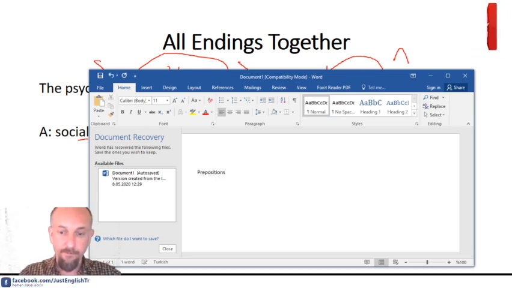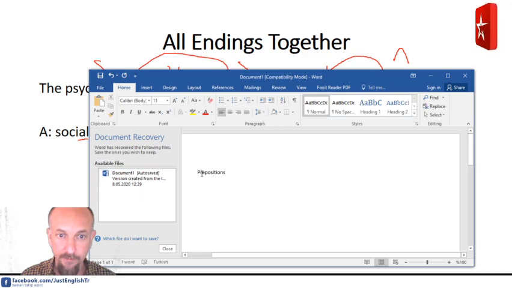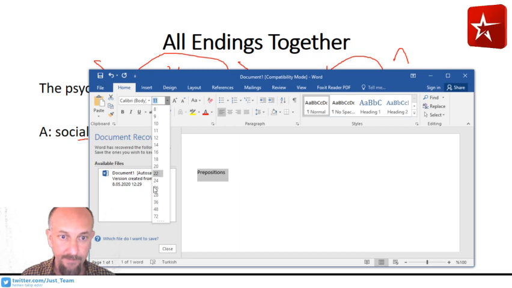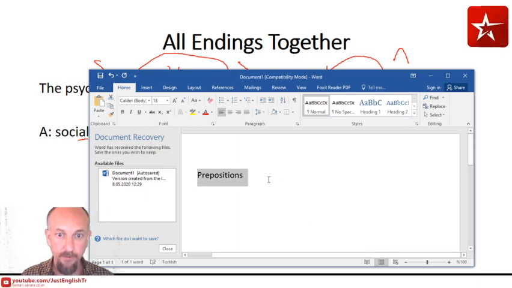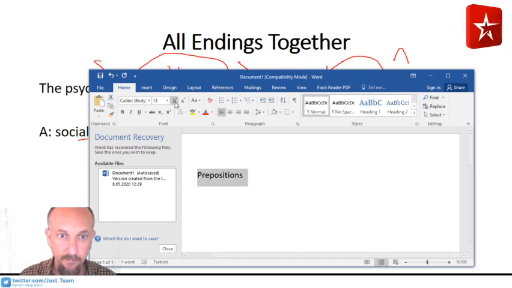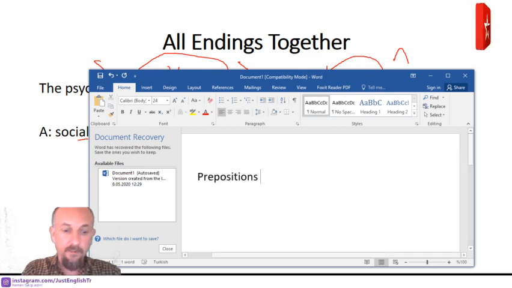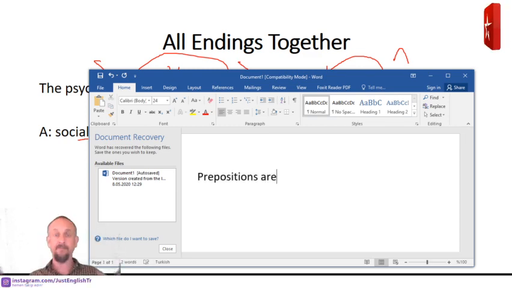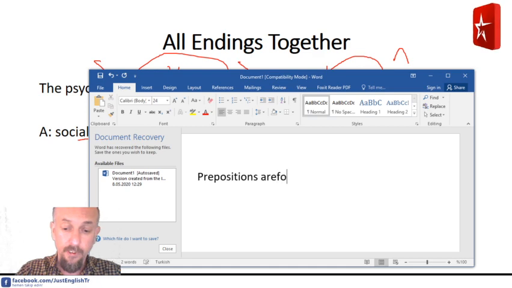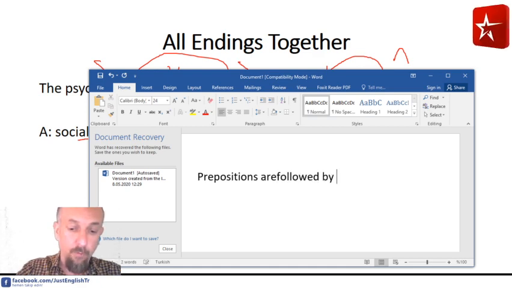So with prepositions, a useful tip. If I can just quickly make this larger as well so everybody can see it with ease. And we'll go, I think number 18 is a good number. There we go. Prepositions, in terms of sentence structure, are followed by one of three things.